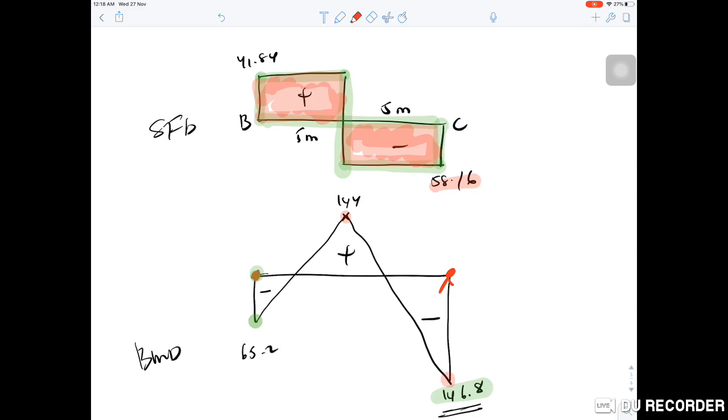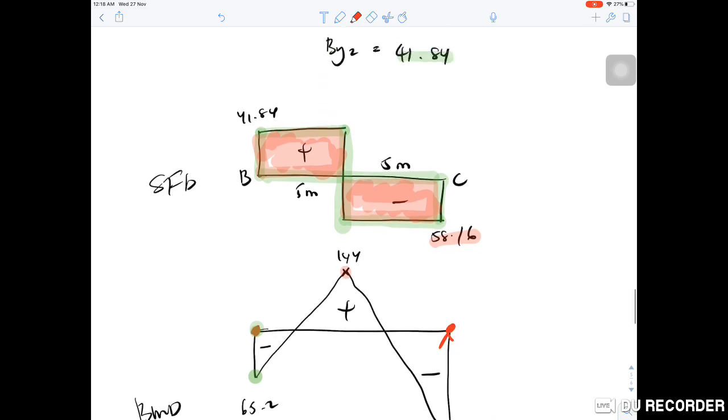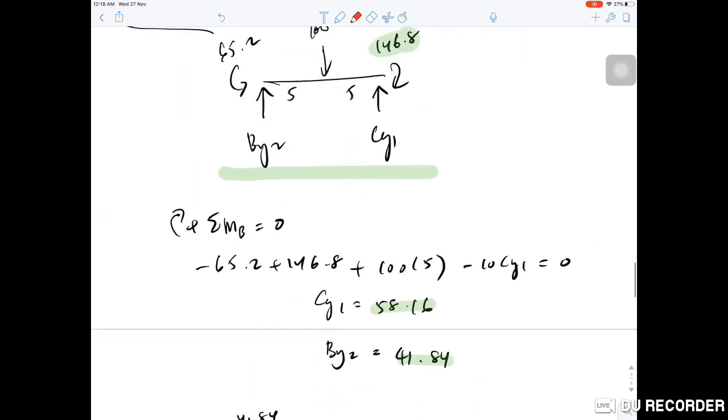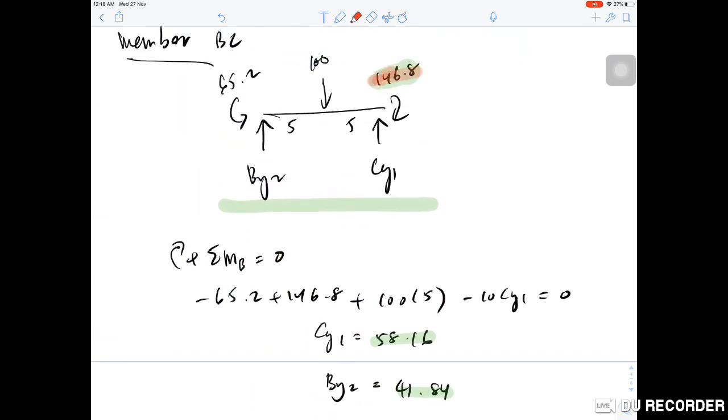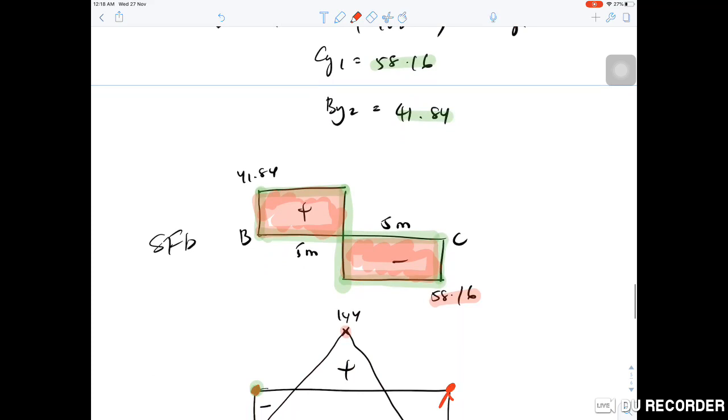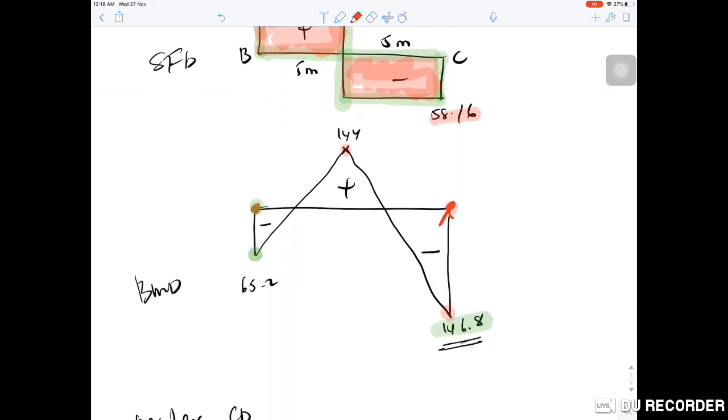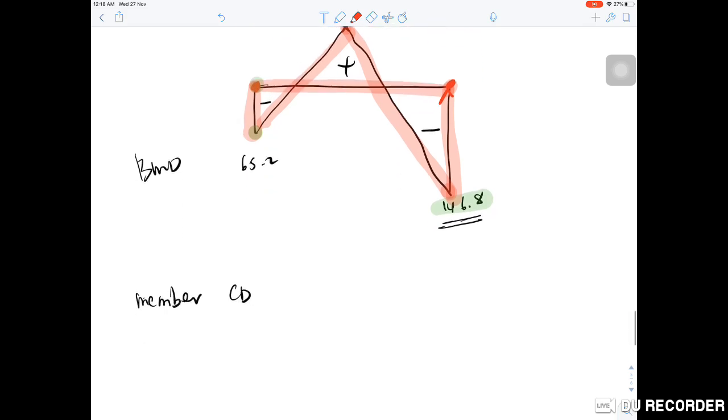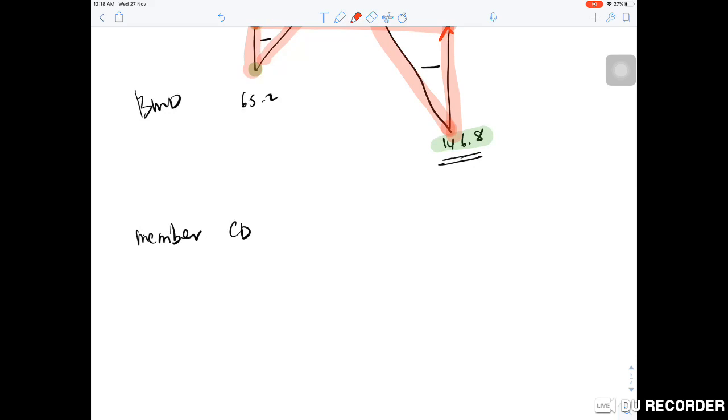It is negative 146.8. This one is negative because we must add back the positive moment 146.8, so that we get back to 0. So this is the bending moment diagram for member BC. Okay, now we analyze member CD. We do the same. We analyze member CD.